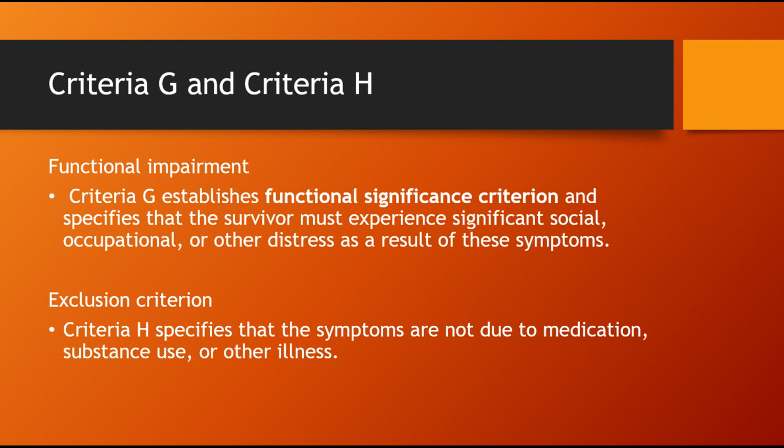The final two criteria, criteria G and criteria H, establish functional impairment and address any rule-out criteria. Criteria G establishes functional significance criterion, and that the individual must be experiencing significant social, occupational, or other distress as a result of those reported symptoms. Criteria H is met only if symptoms reported are not due to medication, substance use, or other illness.